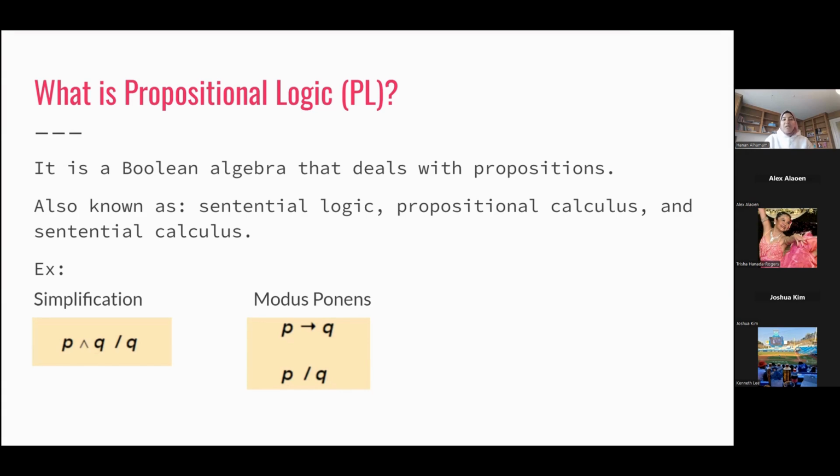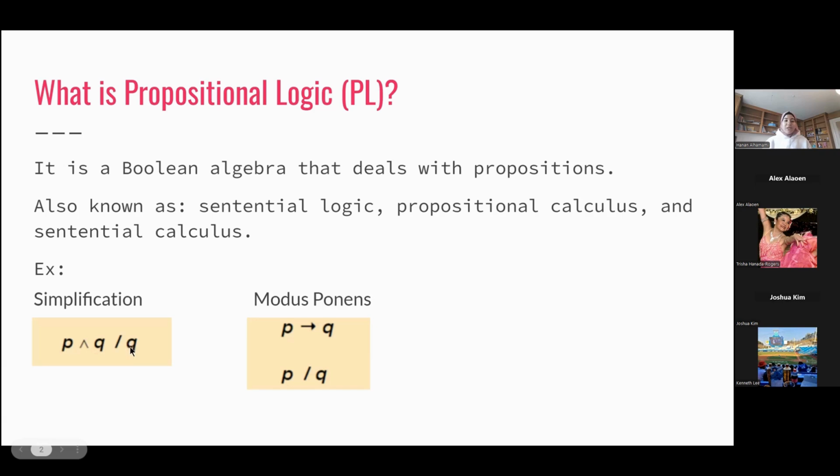I'm going to be using PL for short because I'm not gonna say propositional logic every time I use it. It's basically a Boolean algebra that deals with propositions, and it's also known as sentential logic, propositional calculus, and sentential calculus. An example of PL would be simplification or modus ponens. What this is saying, basically, if we have P and Q, this little thing means and. I'll go in depth a little more.